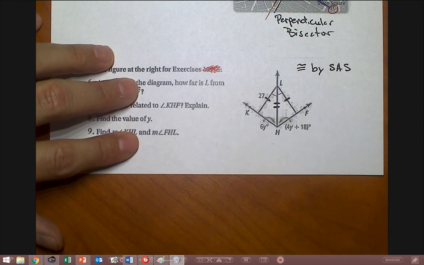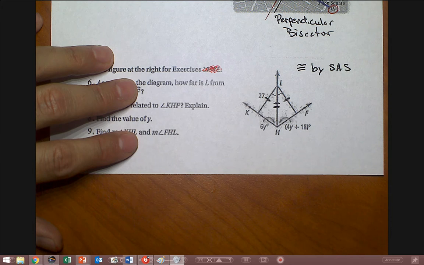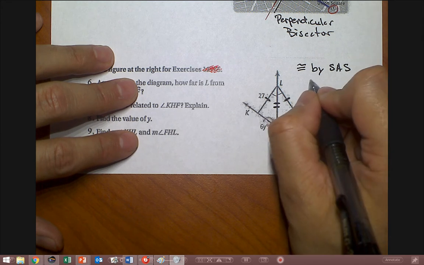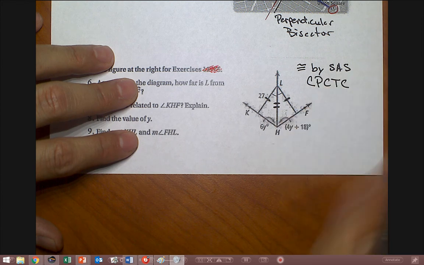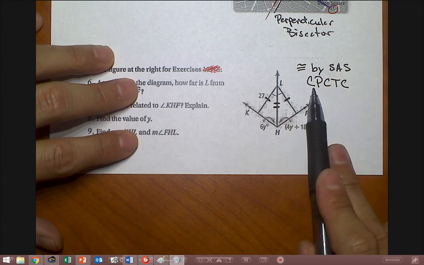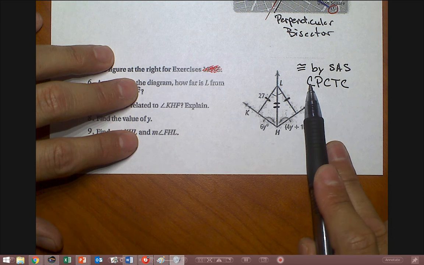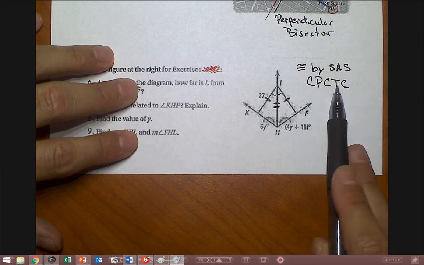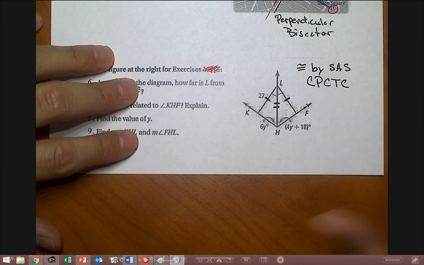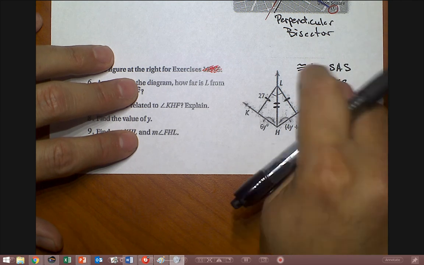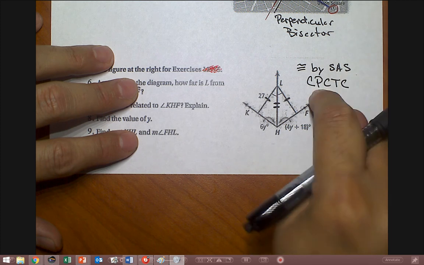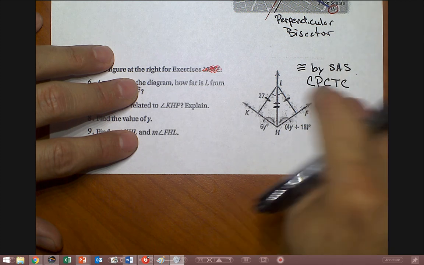Now that we know they are congruent, what could I say about their parts? Okay, it is. Very good. How do you remember it? Chocolate, peanut butter, cinnamon toast crunch. All right, so we have this much information. Since I know that they're congruent, all their parts are congruent also.